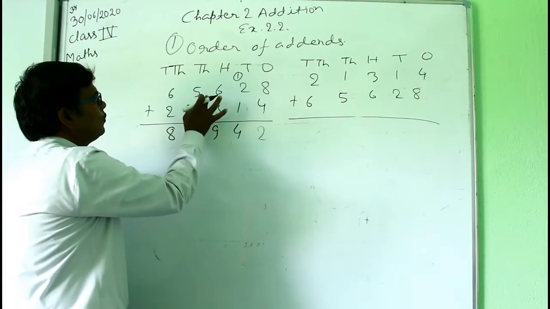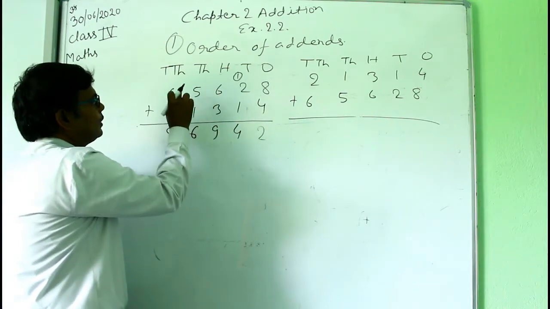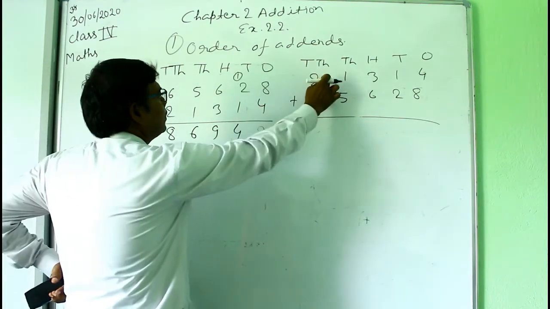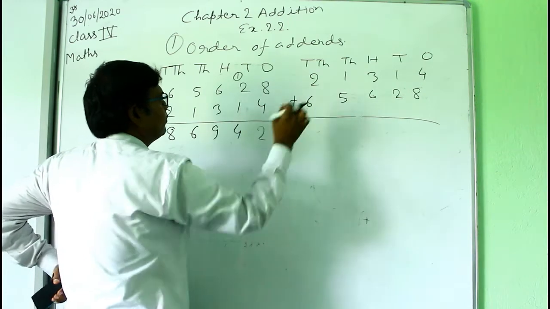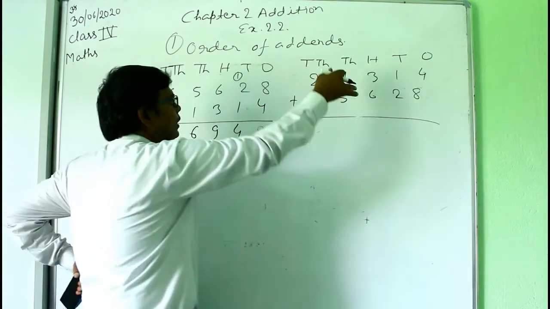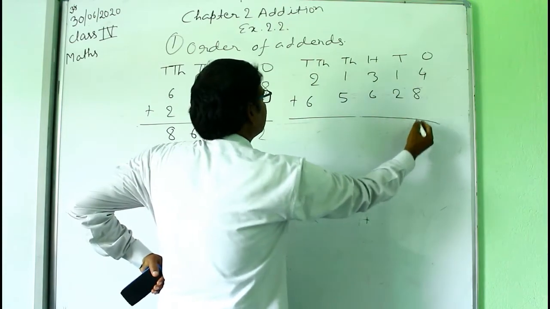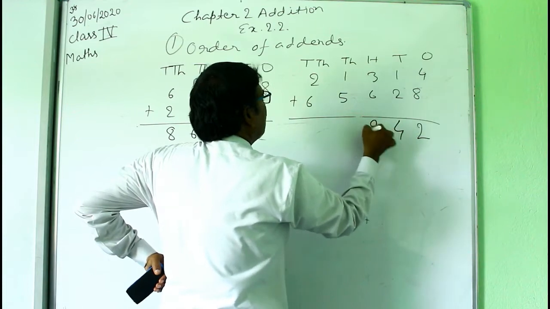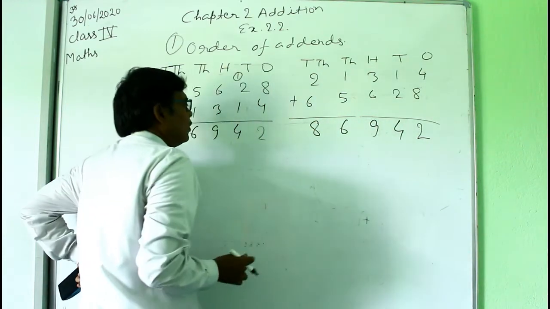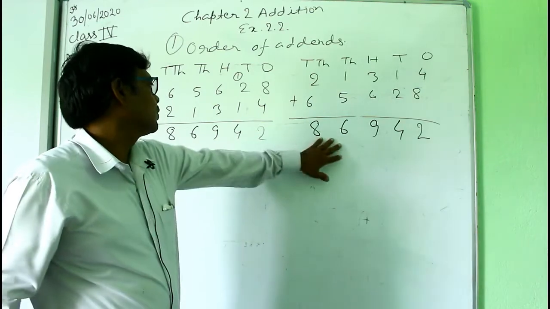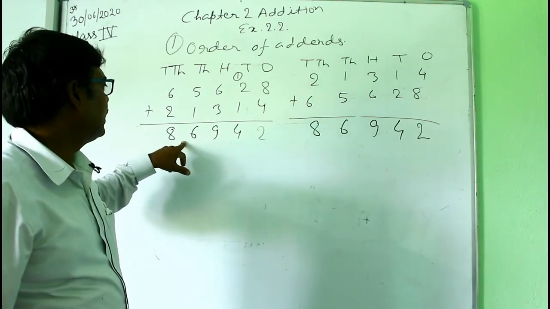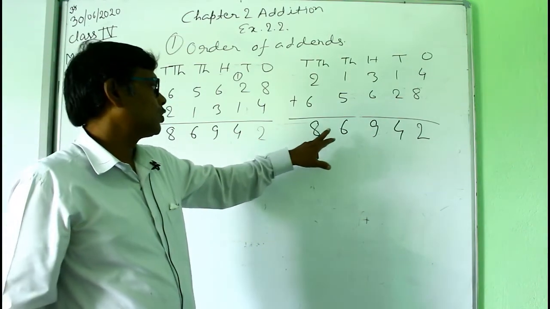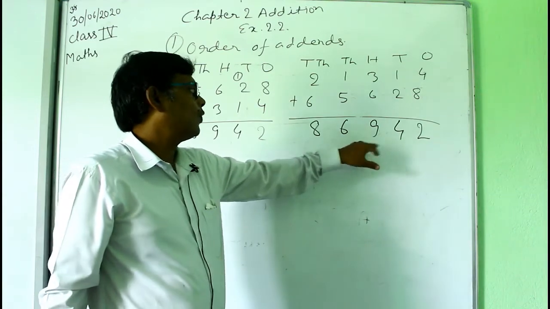Here we will change the order. Like here we will add this number to this number, and in this one we will add the later number to the first number. So now see again what the answer is. 8 plus 4 is again 12, and 2 plus 1 is 3, then 4 and 9, and 6 and 8. Now compare these two answers. See that the answer here is 86,942 and this answer is also 86,942.